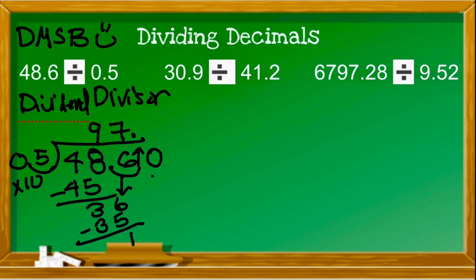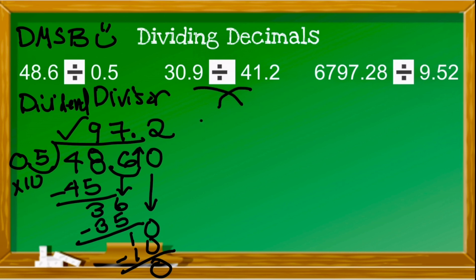Now I will add a 0 because my next part of the answer is less than 1. 5 can go into 10 twice. And 2 times 5 is 10. With a remainder of 0, so my answer is 97 2/10. Let's get started on the second one. I have 41 2/10 divided by 30 9/10.